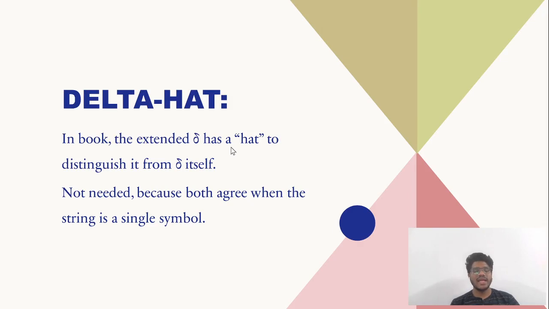Next one, the delta hat. In this, delta hat is the extended delta, which has to be distinguished from delta itself. It is not needed because they both agree when the string is a single symbol. It is called delta hat.